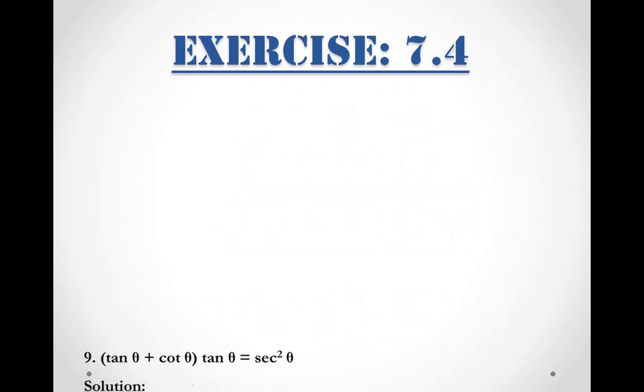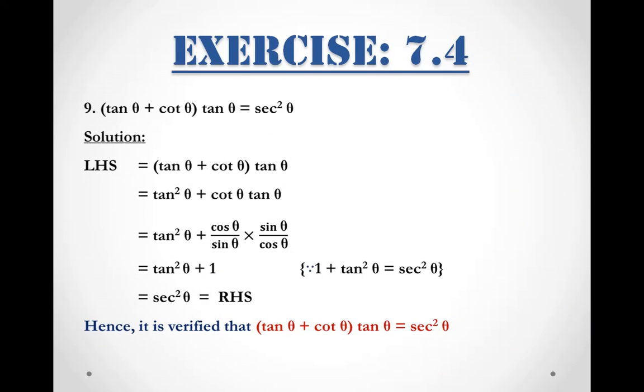Going ahead in the exercise, the next question is number 9. We have to verify that tan theta plus cot theta whole into tan theta is equal to secant square theta. Procedure of solution same. We consider the left hand side. Next step, we multiply the brackets.